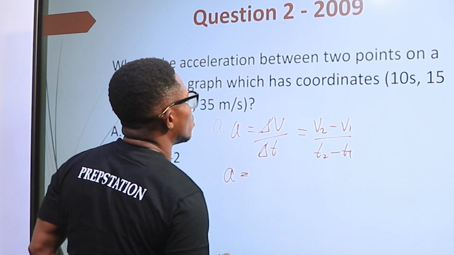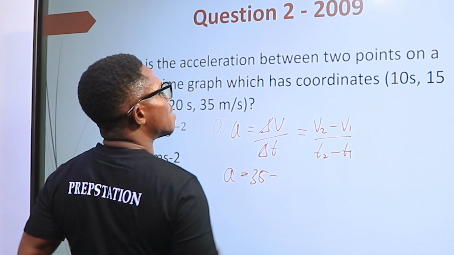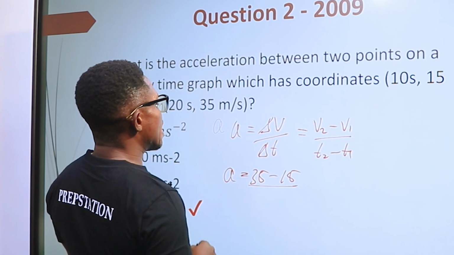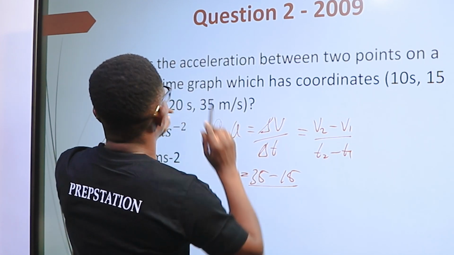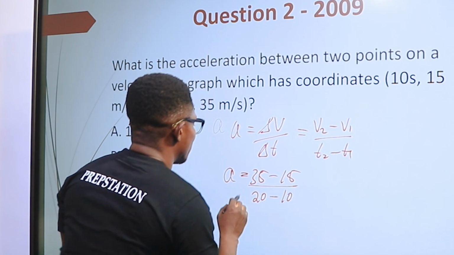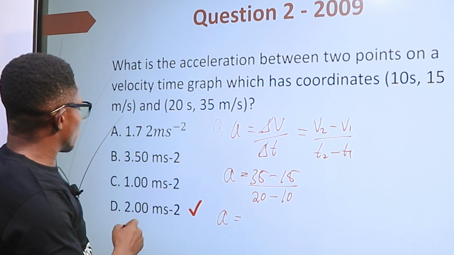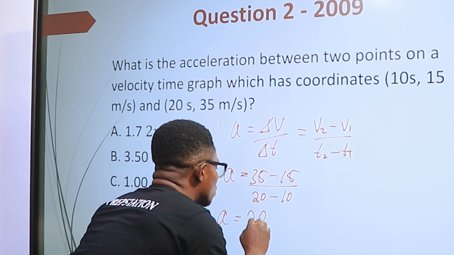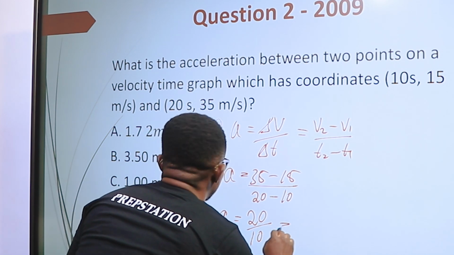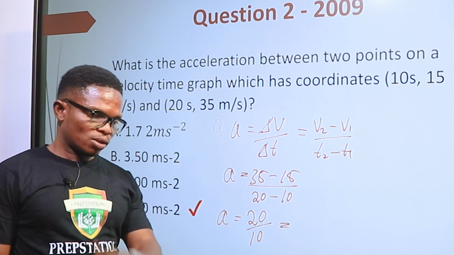So A will be equal to, what is V2 now? V2 is 35. Then minus V1 is 15 over T2 is 20 minus T1 is 10. So A will be equal to 35 minus 15 is what? 35 minus 15 is 20 divided by 20 minus 10 is what? Is 10. So 20 divided by 10, that will give you 2 meters per second squared. Hope that was simple enough.